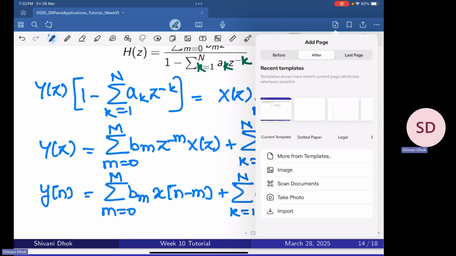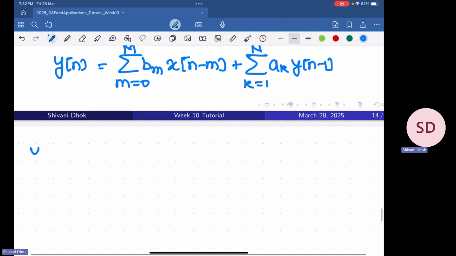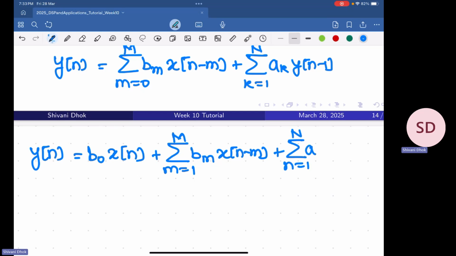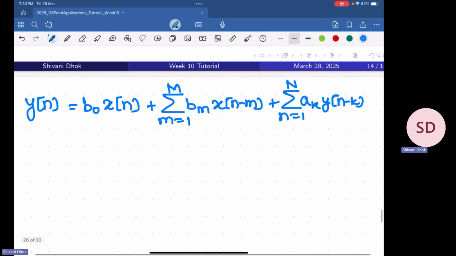Let me add a page. Now I can write this as y of n equal to, taking the 0th term outside, b_0 x of n, plus summation m equal to 1 to M, b_m x of n minus m, plus summation k equal to 1 to N, a_k y of n minus k. This is k here, not 1. Okay, so this is what we have.